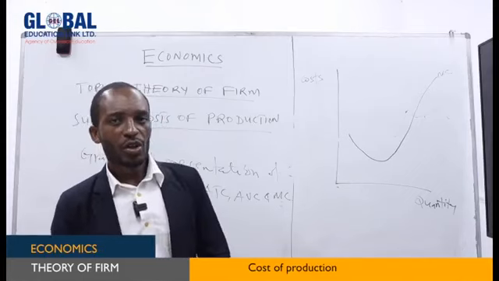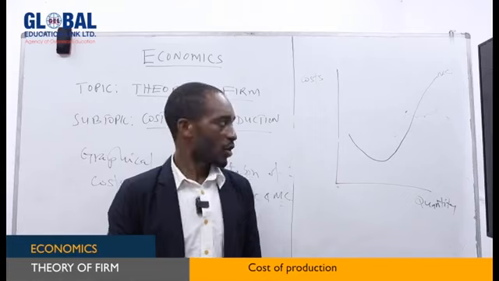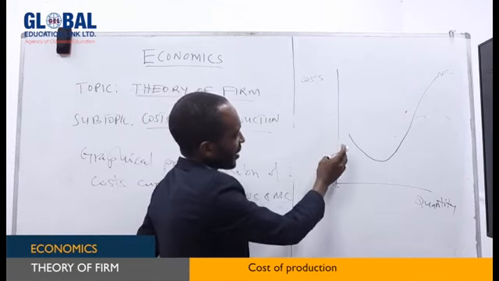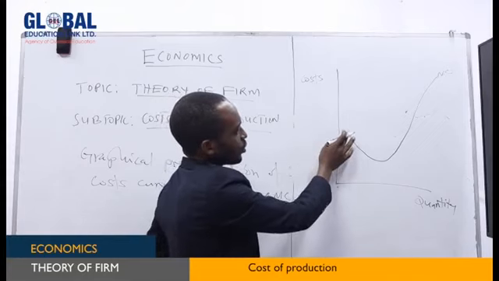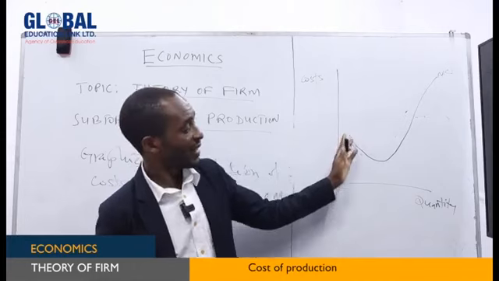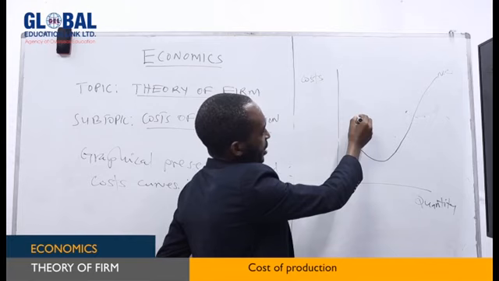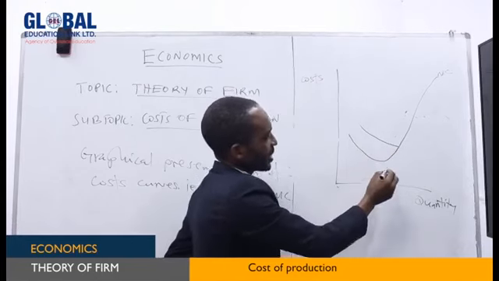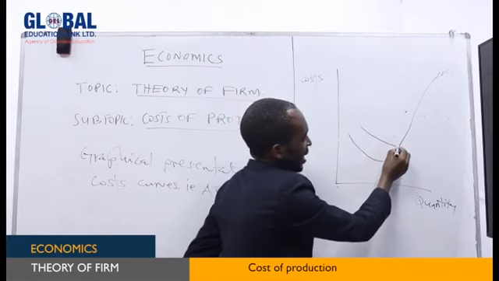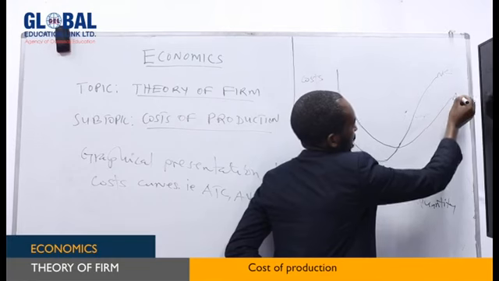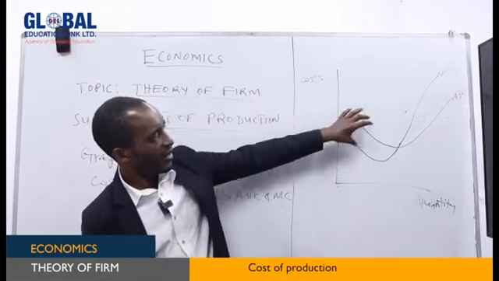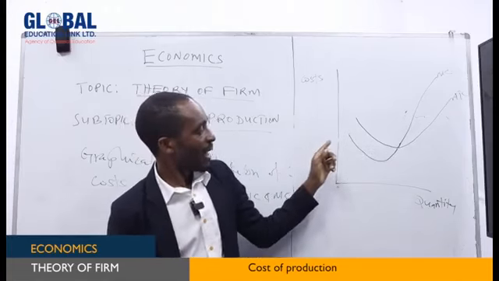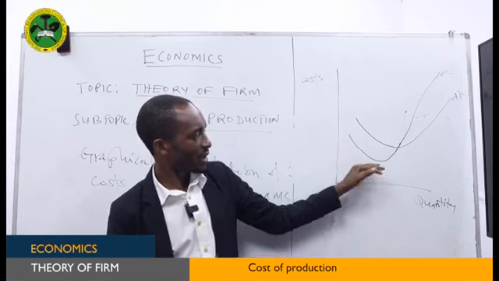Then you can draw the average total cost. The average total cost will be greater than marginal cost. At the beginning, when the marginal cost is declining, the average total cost will also be declining, but it will be above the marginal cost. When it meets the marginal cost, the average total cost will start to rise. So when average total cost is declining, the average total cost is above, while the marginal cost is below.